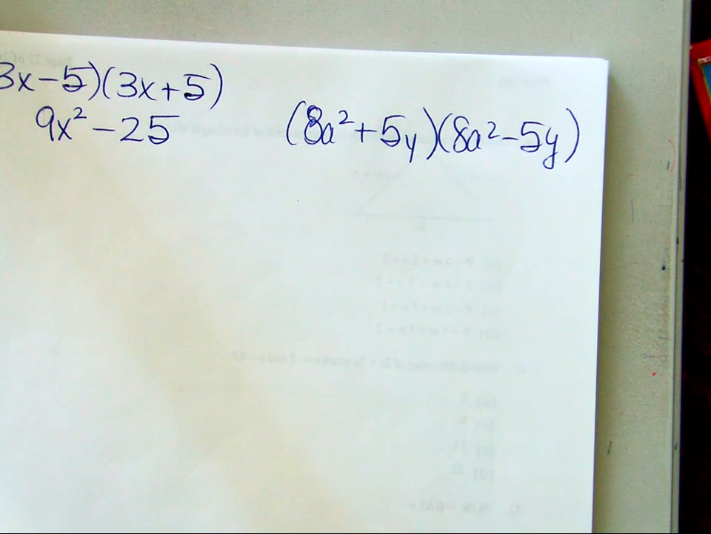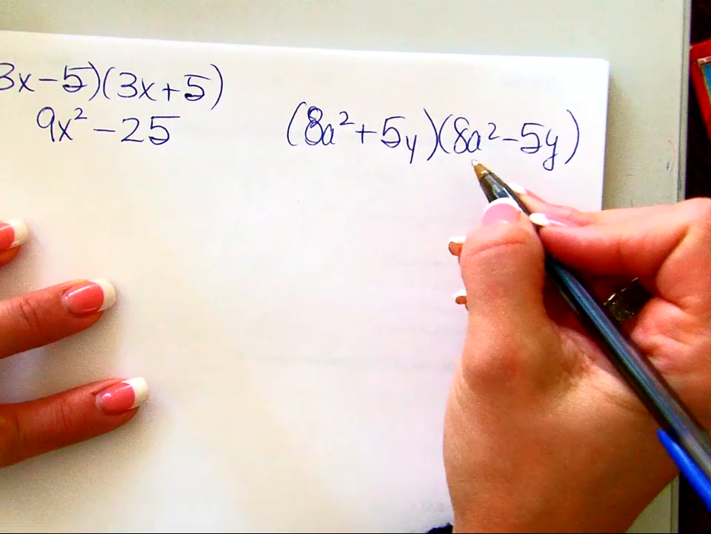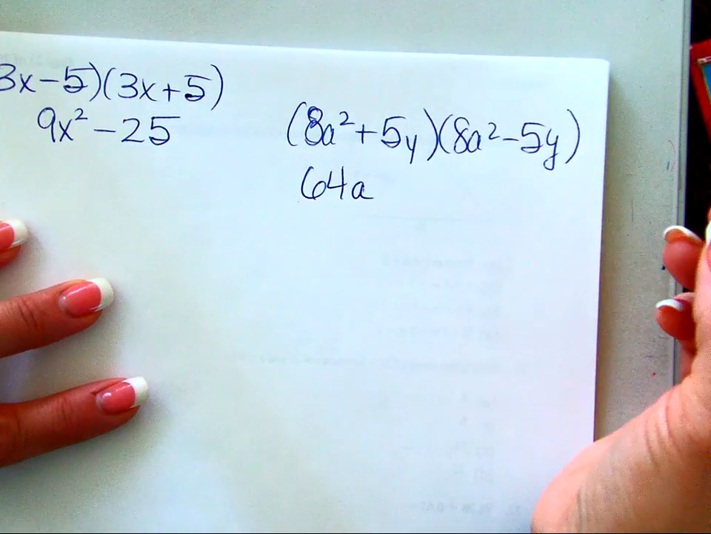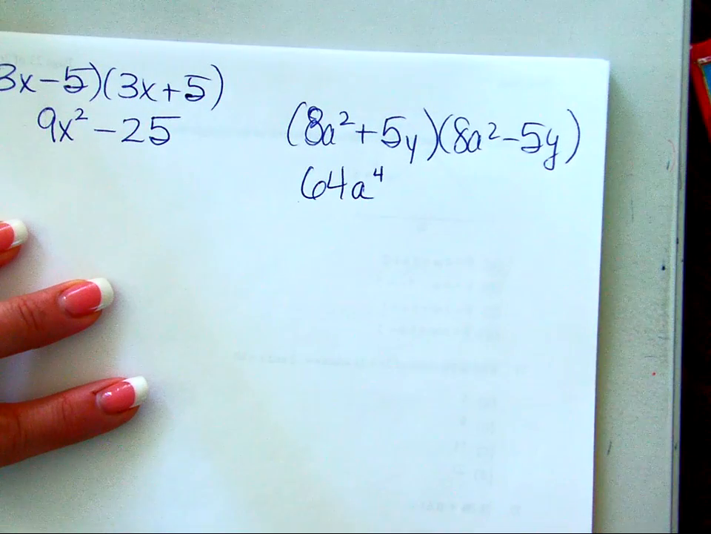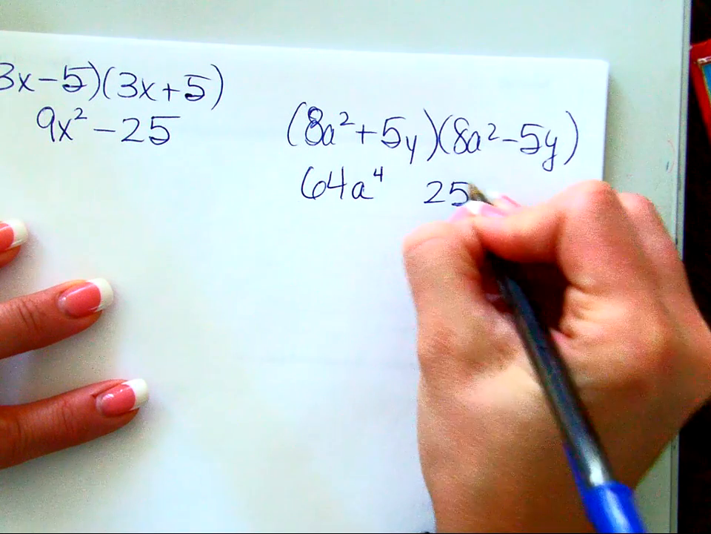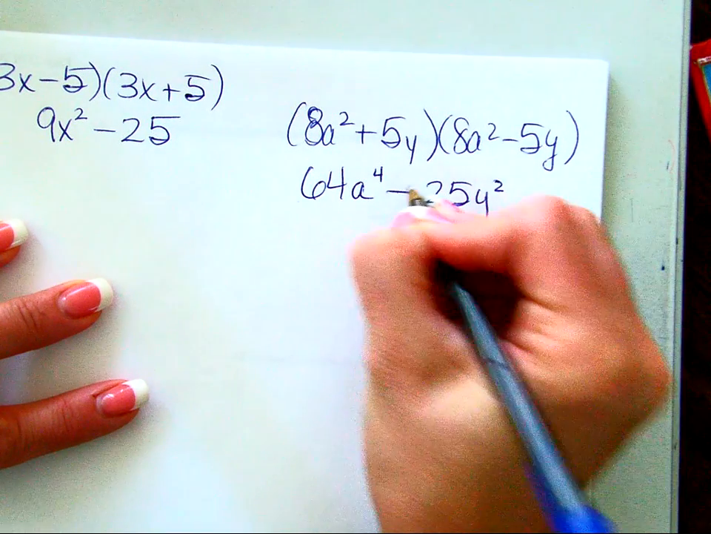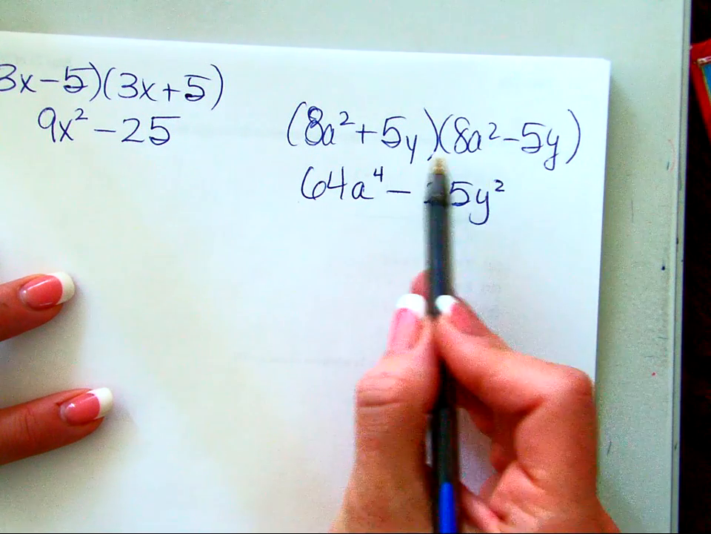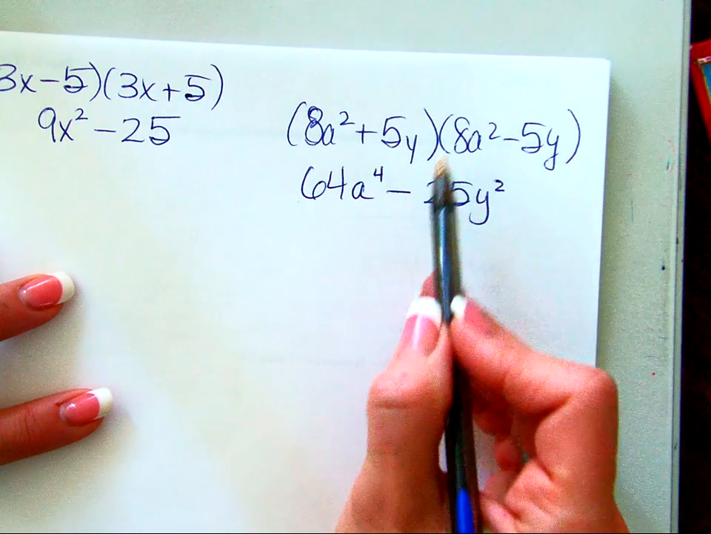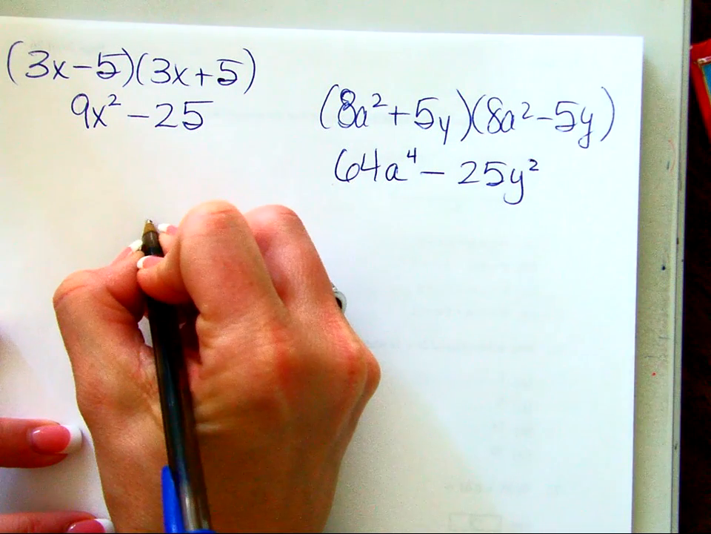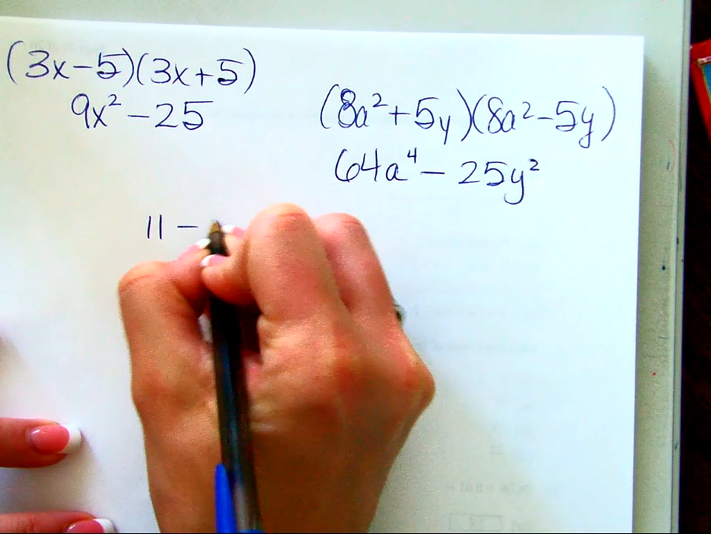This one's a little trickier because you're squaring a squared, and that technically is the power of a power. So what is 8a squared times 8a squared? 64a to the 4th. Very good. And what is 5y times 5y? 25y squared. Difference. Right? Because this is a product, and a positive times a negative is a negative every time. Good so far?